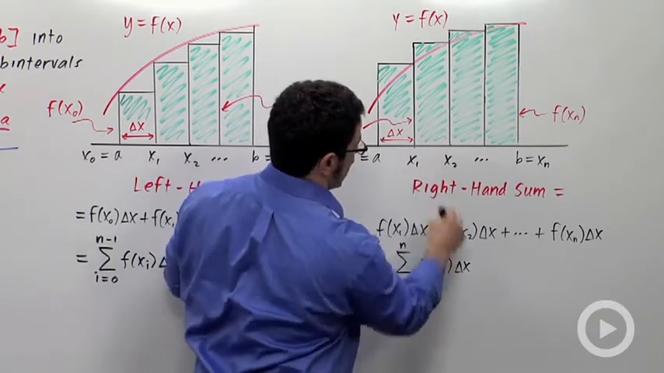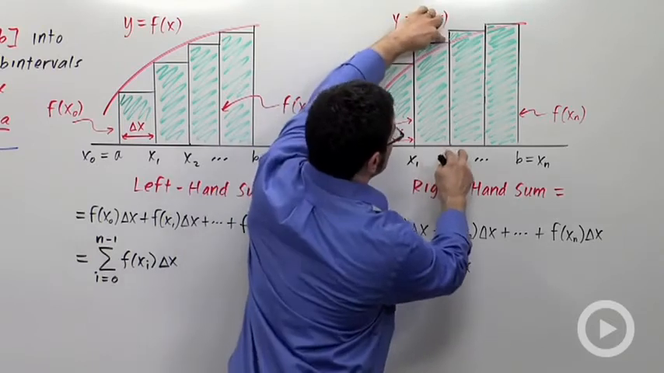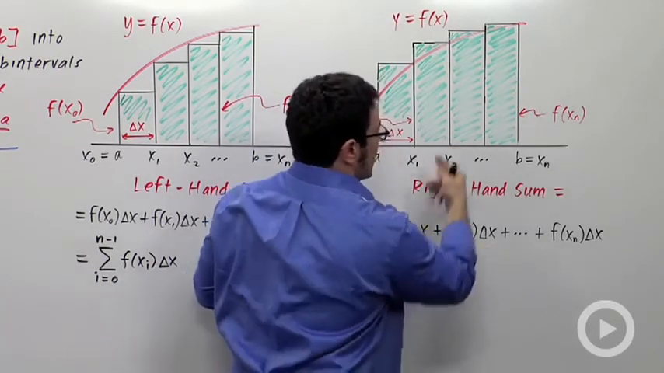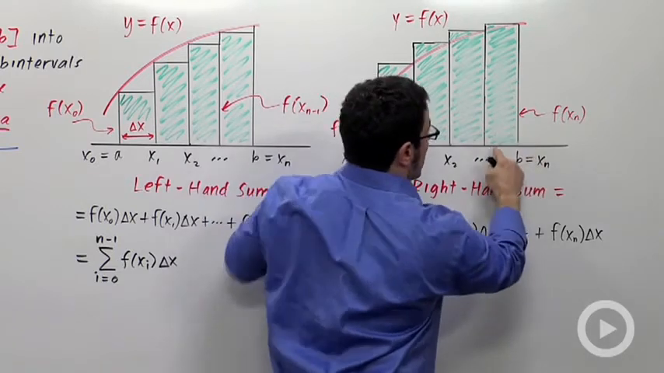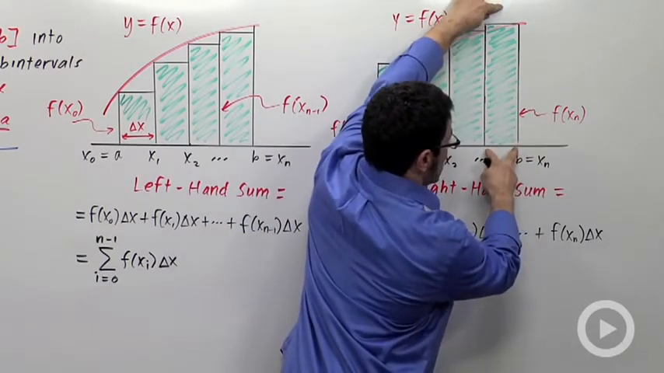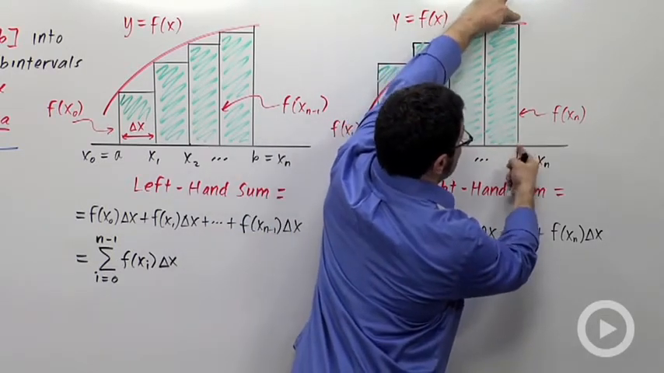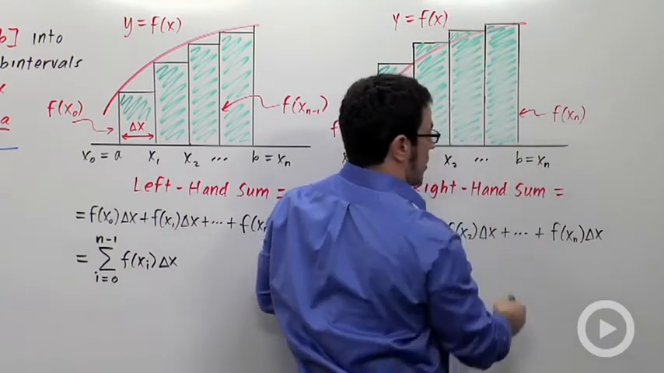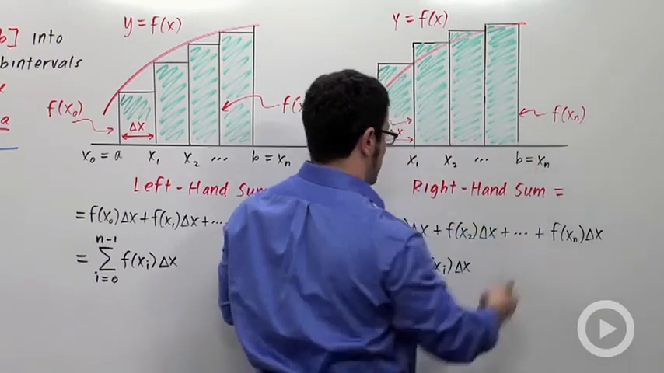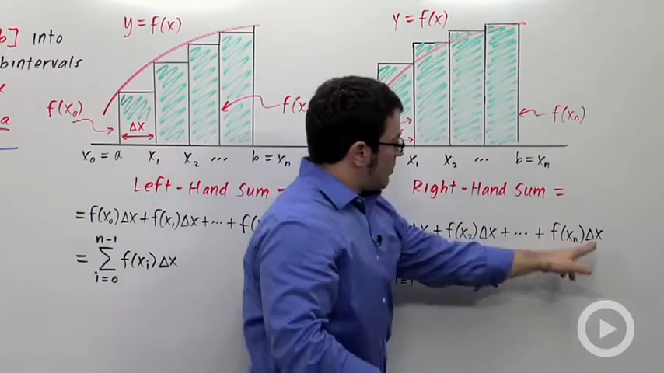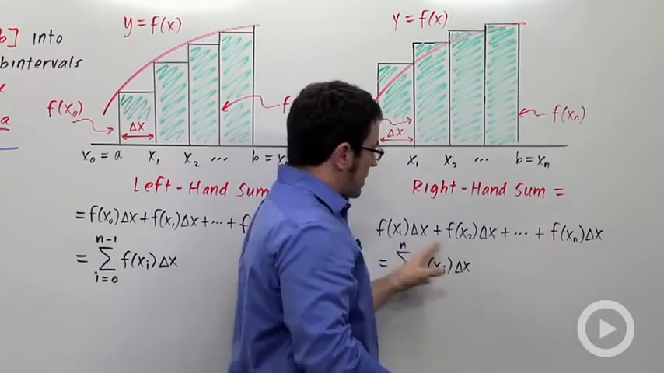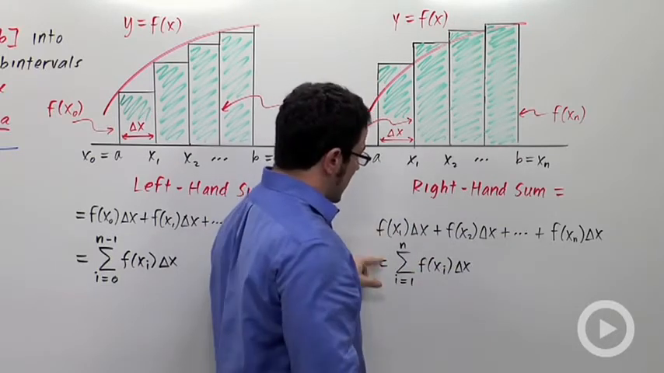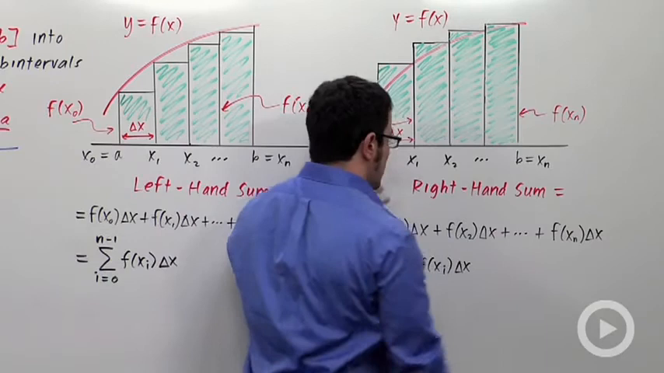The second rectangle is delta x times, excuse me, f of x sub 2, this term. And we go all the way to the end here, and this is our last rectangle, whose area is delta x times this height, which is f of this point, b, which is called x sub n in my partition here. So these are going to be the n areas of rectangles, and this is the sigma notation for the same sum, a compact form of this sum. This is a right-hand sum.